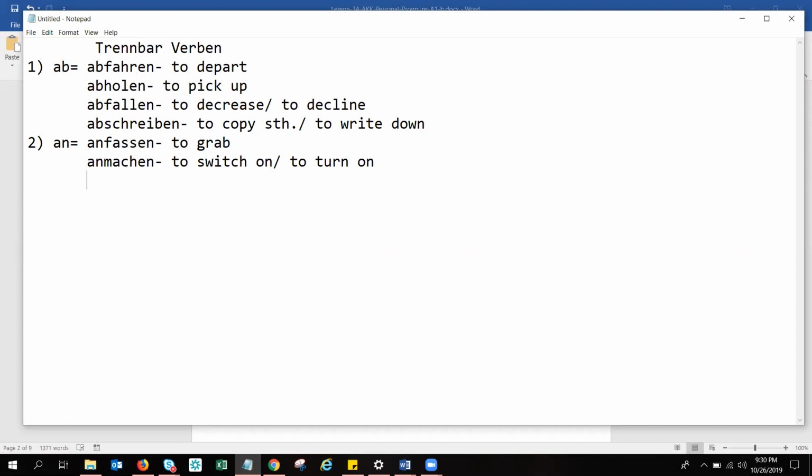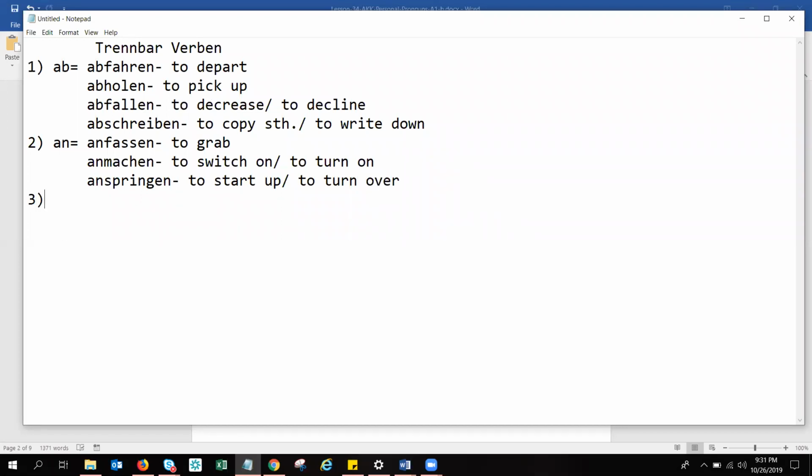Next is anspringen, that means to start up. Anspringen is to start up or to turn over. Whenever you want to use these verbs, switch on, turn on, grab, decrease, don't focus on this "to." I'm just adding it to clarify that it is a verb. But whenever you are using these verbs, pick up, decrease, grab, switch on, you have to use these words. Sorry, not turn on, turn over.